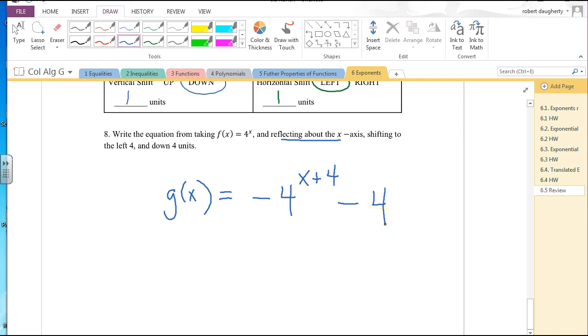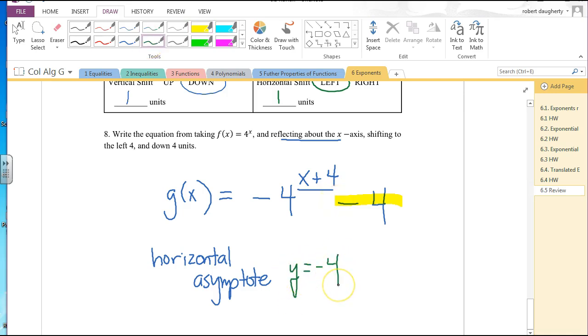That is this. Okay, so negative in front is the reflection about the x-axis. The exponent x plus 4, that shifts it to the left 4. The negative 4 at the end shifts the whole graph down by 4. Now I did not ask it, but if I did ask you for the horizontal asymptote for this, all you have to do is look and see whatever that number is. So it's y equals negative 4.